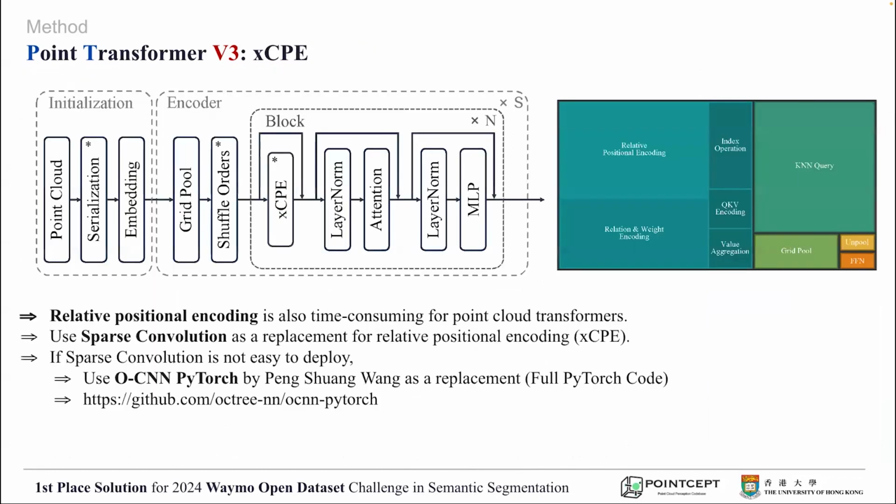Another issue worth noting is that the relative position encoding, which is necessary for local attention, also takes up 26% of forward time. We found that a simple prepend of sparse convolution is a good replacement for relative position encoding. In some cases, sparse convolution is hard to deploy, so I suggest using octree-based convolution as a replacement. Peng-Shuai, as the author of OCNN, has a version fully written in PyTorch.